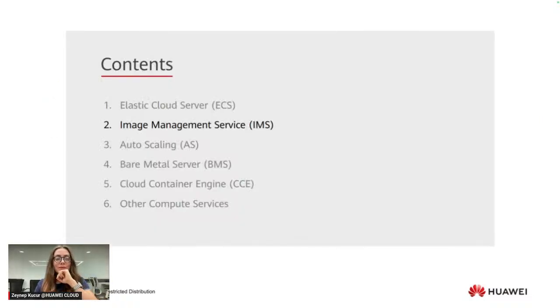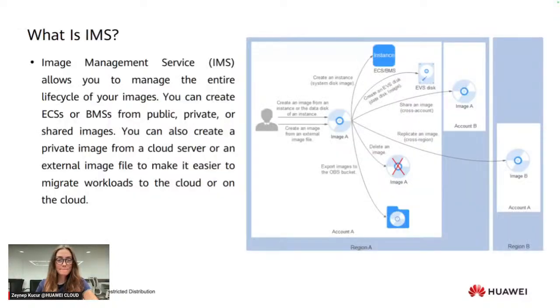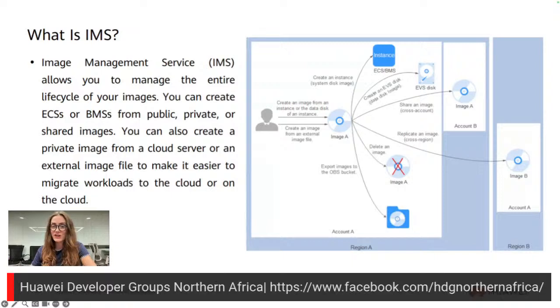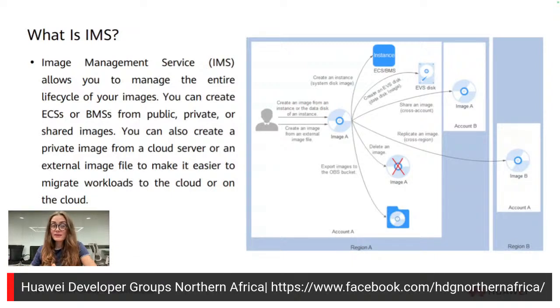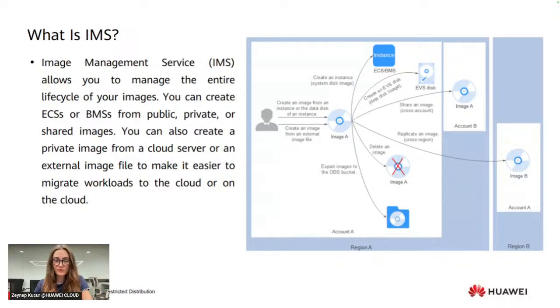So let's continue with IMS, which is Image Management Service. What is IMS? The Image Management Service helps you manage the life cycle of your images, whether they're public, private, or shared. You can create an ECS or BMS image directly from a running instance or use an external file. And features like sharing images between accounts or replicating them across regions are supported. You can also export these images to OBS buckets for secure storage.